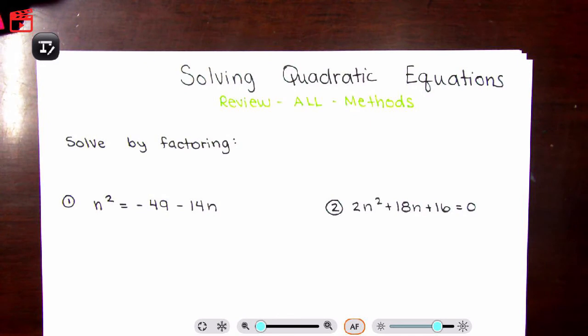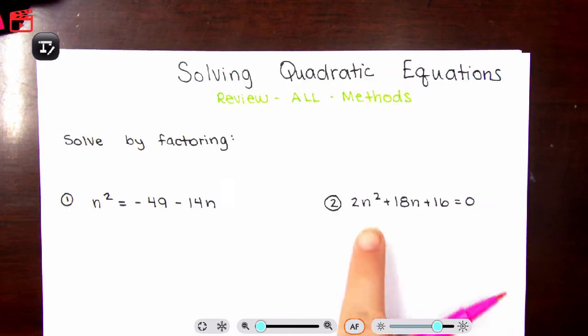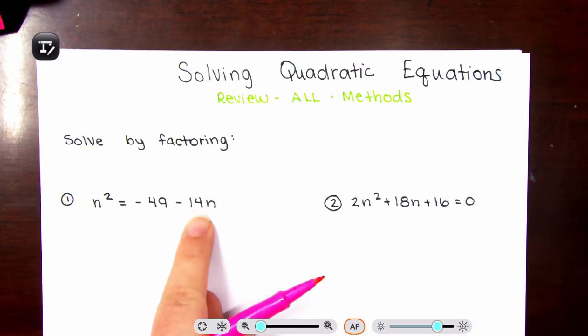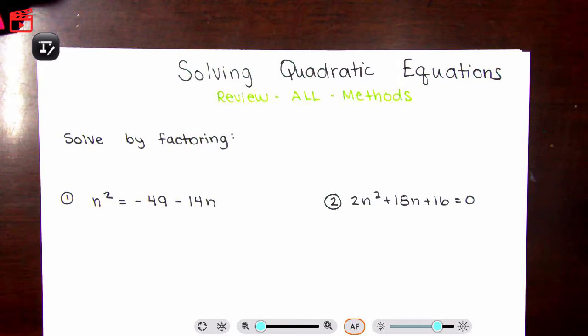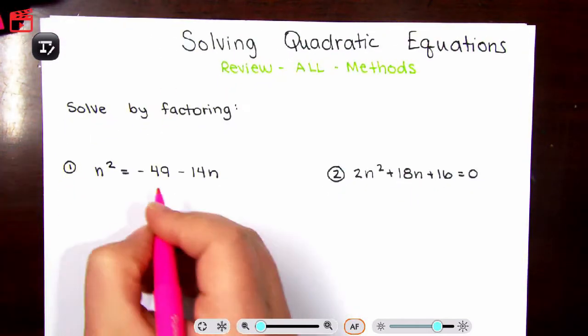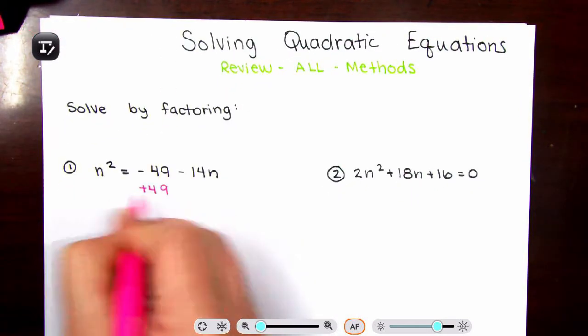So when you're solving a quadratic equation by factoring, so we'll do factoring first, you want to move all of the terms to one side and set it equal to 0, just like we have here. Notice this one does not have all terms to one side. So I'm going to move everything over. I'm going to add 49 to both sides.